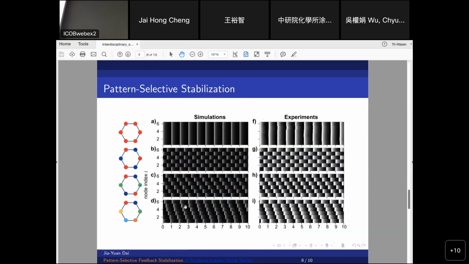Now, what do they see? I think this is the most important slide in my talk. The left panel is for simulations, and the right panel is for experiments. Here you see the horizontal line is 5, the vertical line is 6 nodes, because we have a hexagon. If there's no control, then you see the fully synchronized pattern. And the gray values are these fluorescence signals.